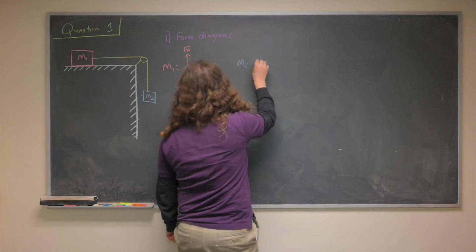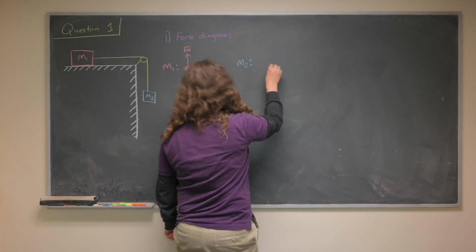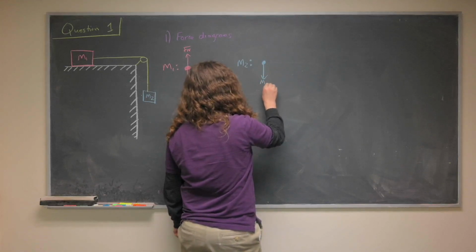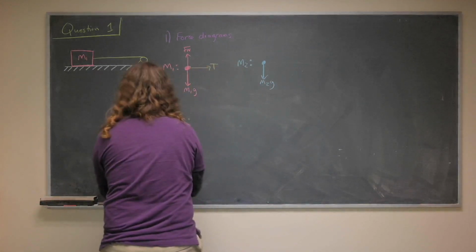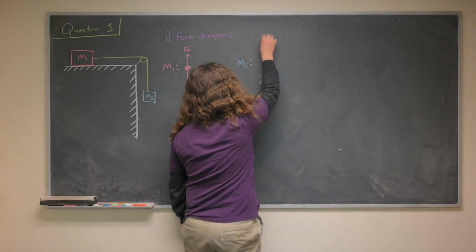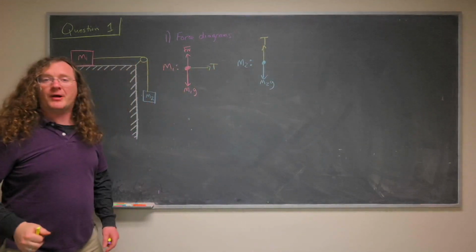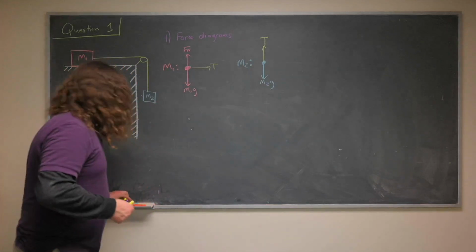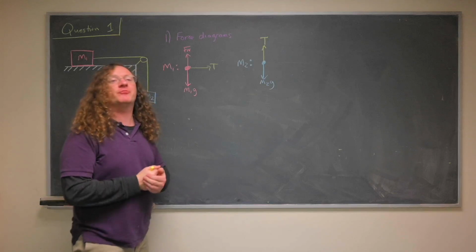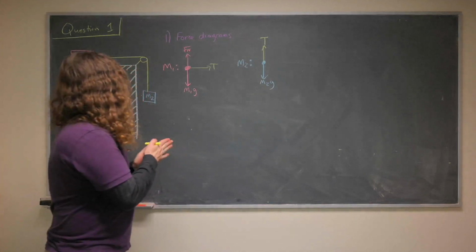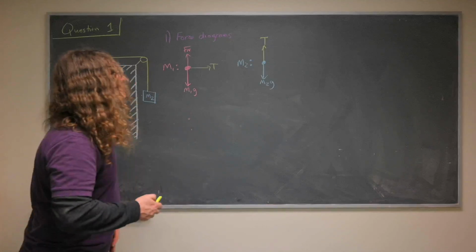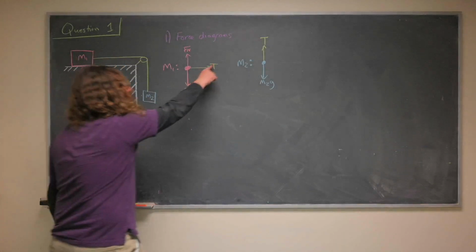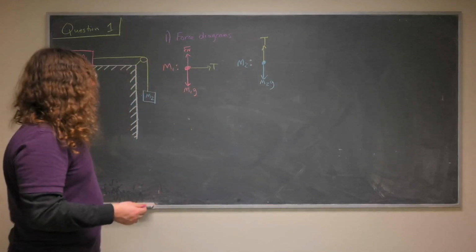And for M2, let's see, we've got its weight going downward and tension going upward. Notice that I've used M1 and M2 rather than big M and little m, just because it's clearer. This homework problem, I got the diagram from an old textbook, and that diagram had big M and little m, but M1 and M2 is much clearer. The two tension forces are the same because it is a long rope.